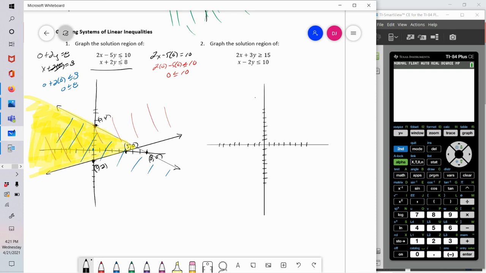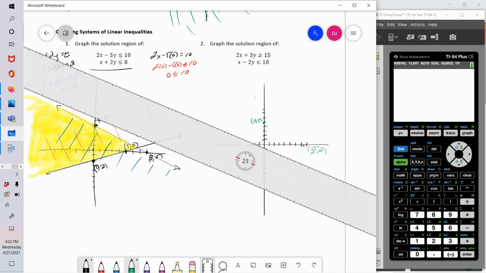Okay, so now the first equation, if x is 0, y is going to be 5. 1, 2, 3, 4, 5. So 0, 5. And in the first equation, if y is 0, notice x is going to be 7.5 or 15 halves. 1, 2, 3, 4, 5, 6, 7 and a half. I'm going to label that as 15 halves, 0. And so here's my first line.